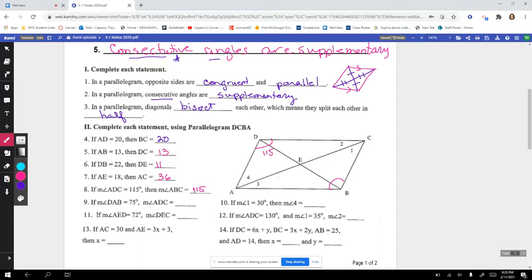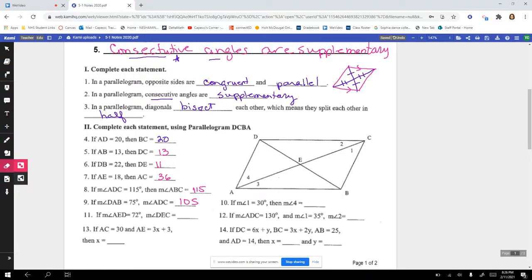All right, so let's look at the next one. If DAB, right here, is 75, then ADC, this angle right here, is going to be supplementary, right? So that's going to make that 105 because 105 plus 75 is equal to 180.